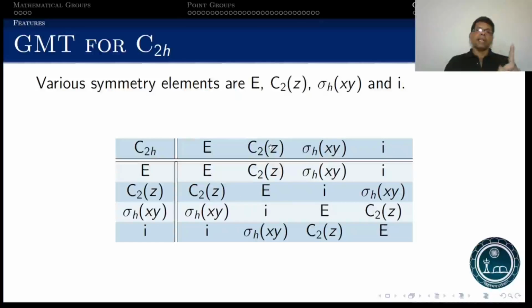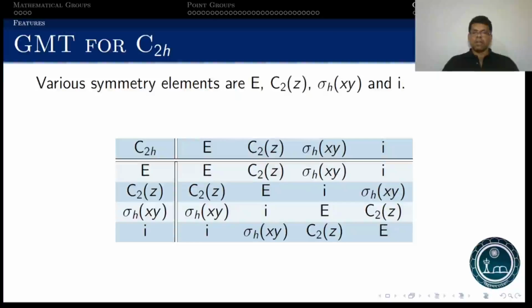Rotation by 180 degree followed by another rotation. That is combination. Rotation by 180 degree brings the molecule into the original position. So I. You analyze any combination, that will be true. This is the GMT for C2H.